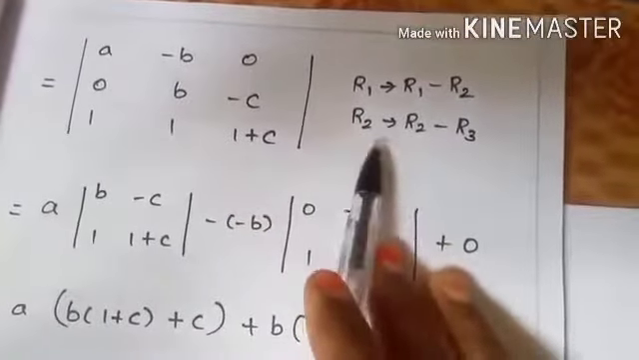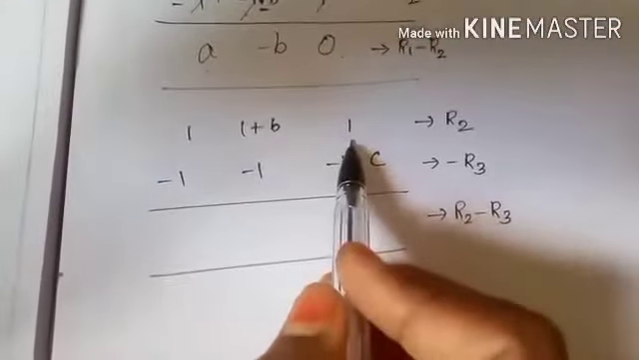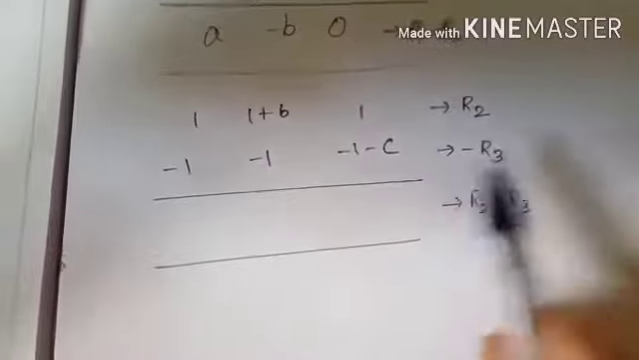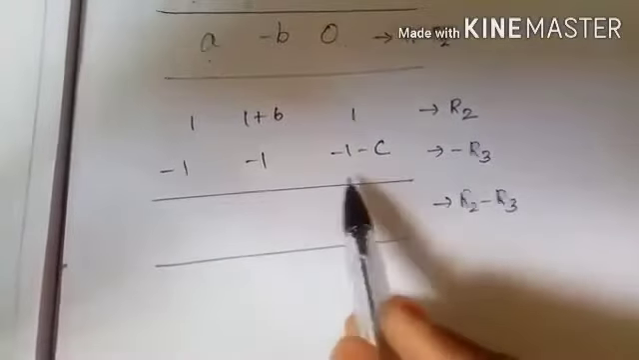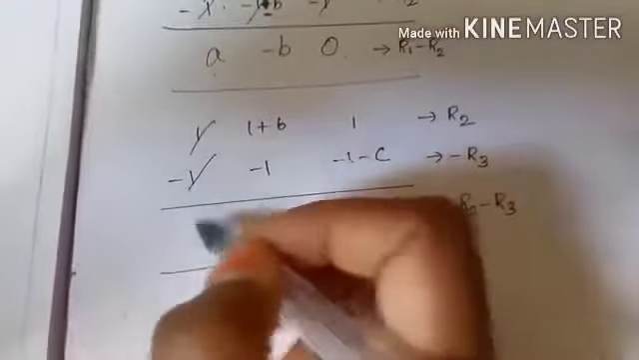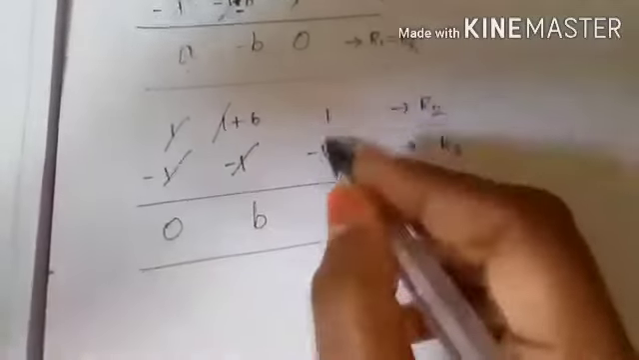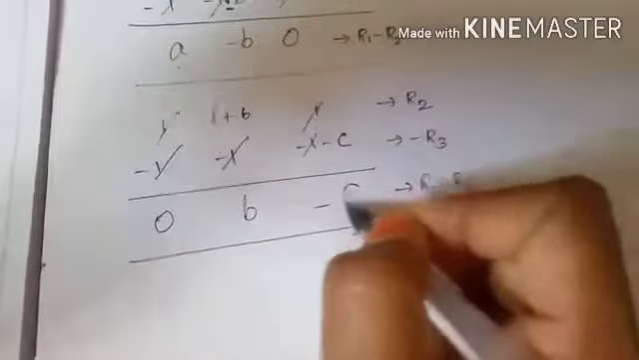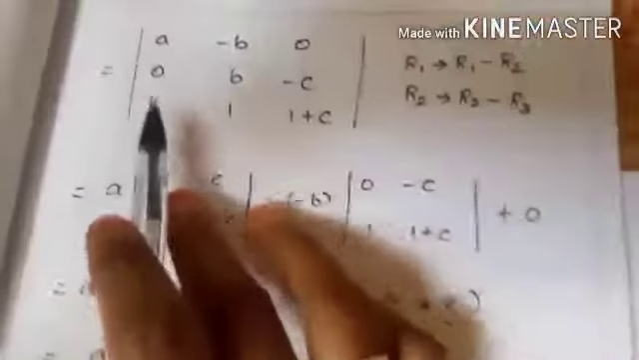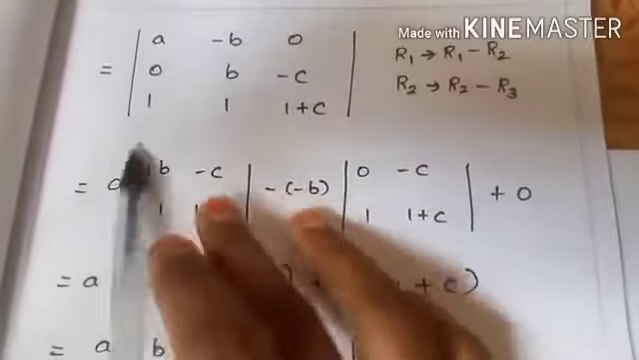Next R2 tends to R2 minus R3. That is the second row where R2 is 1, 1 plus B, 1, minus R3 is minus 1, minus 1, minus 1 minus C. R2 minus R3 is plus 1 minus 1, so 0. Next plus 1 minus 1 cancelled, B. 1 minus 1 cancelled, here minus C. So therefore R2 is 0, B, minus C. R3 as it is 1, 1, 1 plus C.